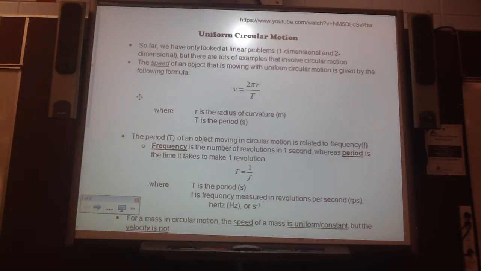Where r is the radius of the curvature, which we measure in meters. So if you're given it in centimeters or kilometers, make sure you convert it to meters. And t is the period, so that's like our time, measured in seconds.